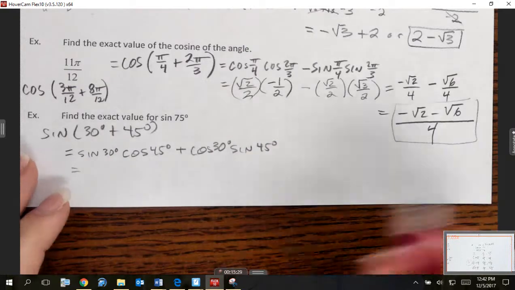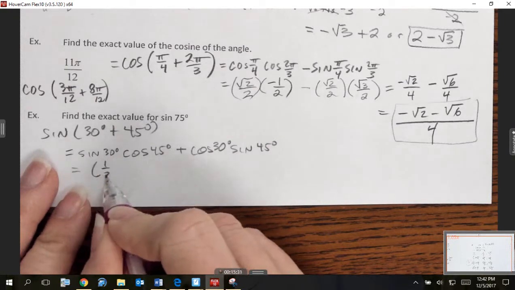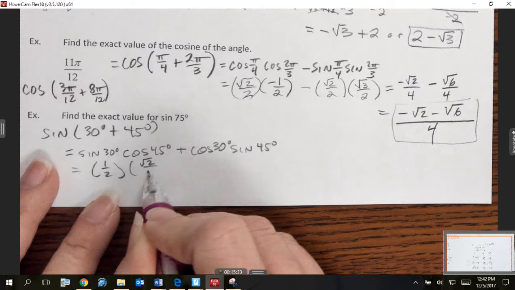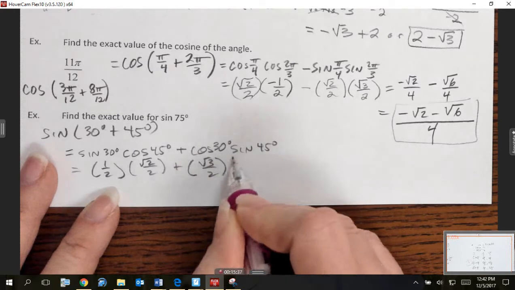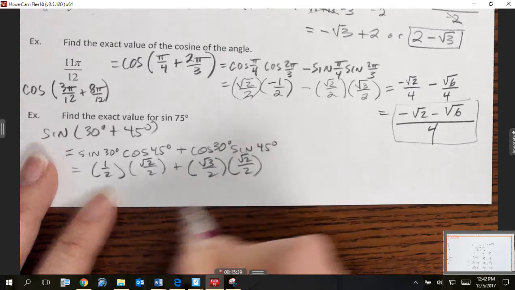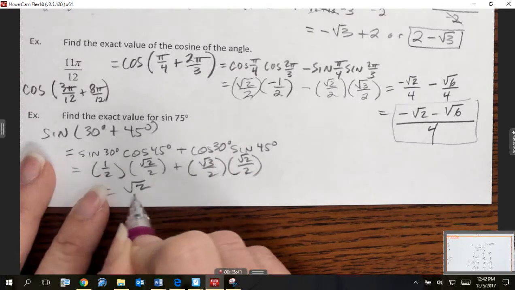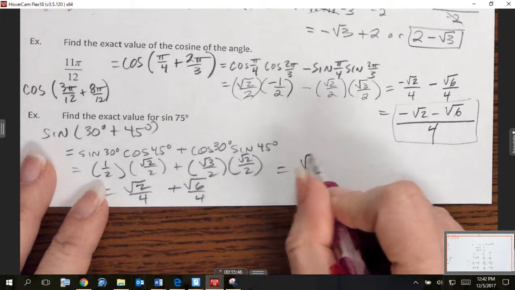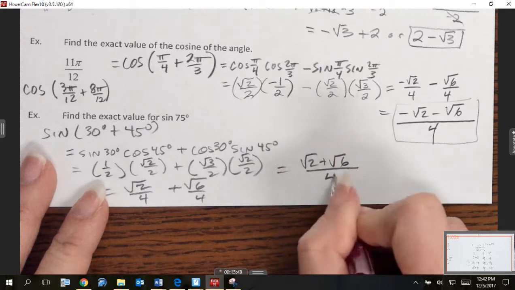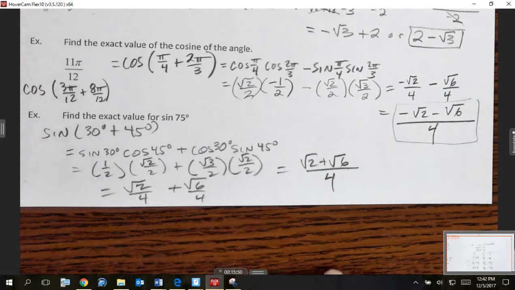And then I'm going to plug in all the numbers that I know. Sine of 30 is a half. Cosine 45 is radical 2 over 2. Cosine of 30 is radical 3 over 2. Sine of 45 is radical 2 over 2. And I get radical 2 plus radical 6 over 4.